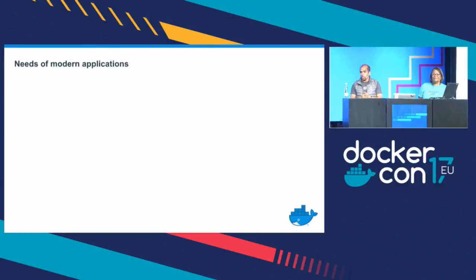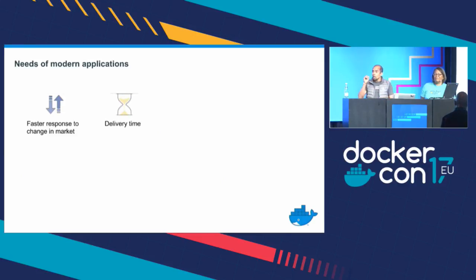modern applications are kicking in. When I'm doing my greenfield application development, I have these needs. I want to be fast. If a change is required in the application, can I make that change fast enough to respond to market demands? I want the delivery time to be as minimal as possible. The time to change the business logic and deliver it back to the market should be minimal.